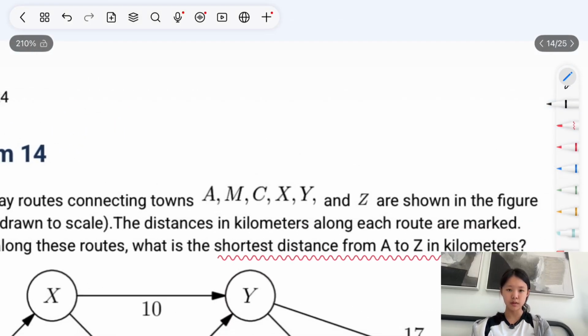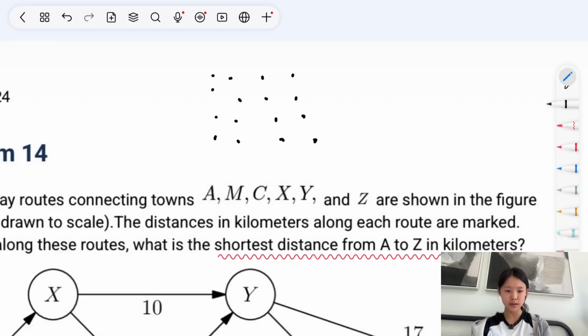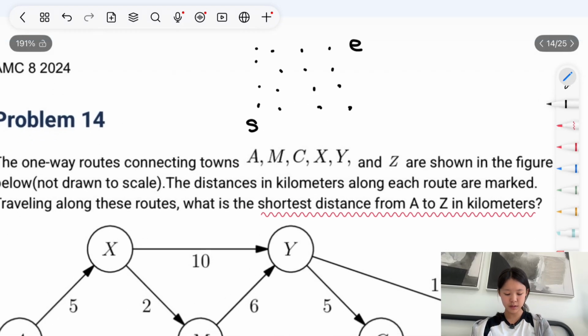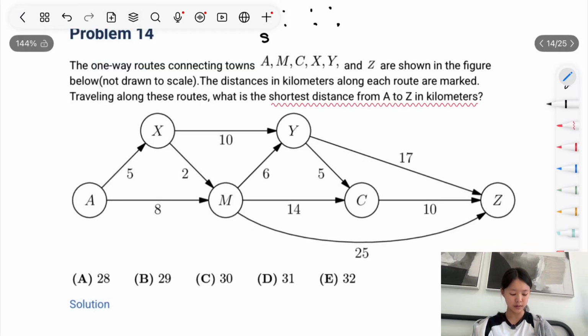So recall that there are some existing problems that ask you on a grid of dots and points that have distances between them: what's the minimum distance from the start to the end? So this is the same logic, except it moves it onto a graph that is irregular and has different distances across each of the nodes.